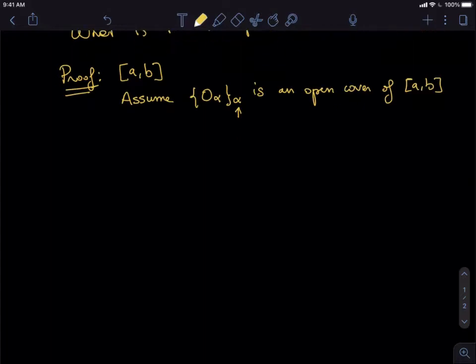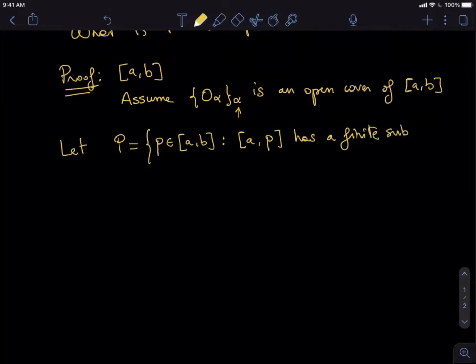Now, here comes the neat idea. We are going to define the set P that is the set of all points p in the interval [a, b] such that the interval from a to p has a finite subcover from the O_alpha.